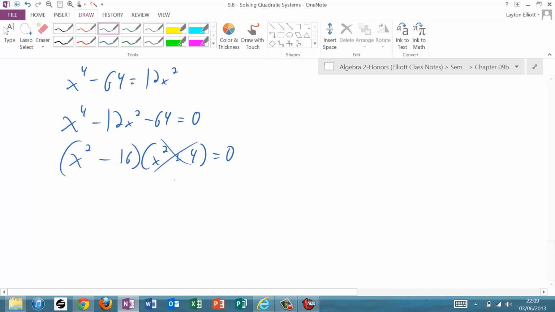FYI, if we wanted to find the complex solutions, we would just take this and say x squared is equal to -4 and x is equal to plus or minus 2i and go from there. But we're not going to do that right now. We're just going to stick with the real solutions.